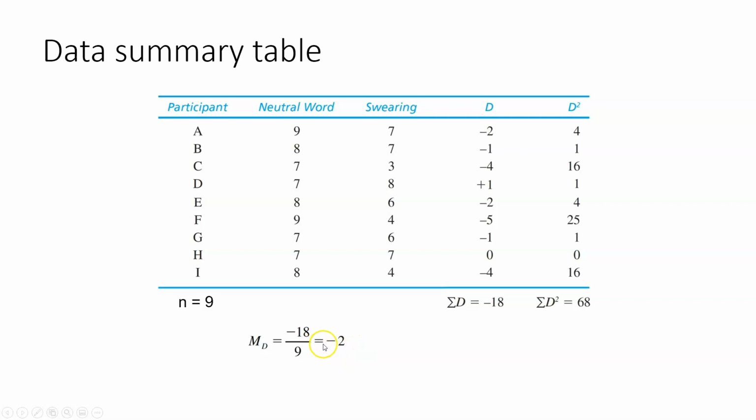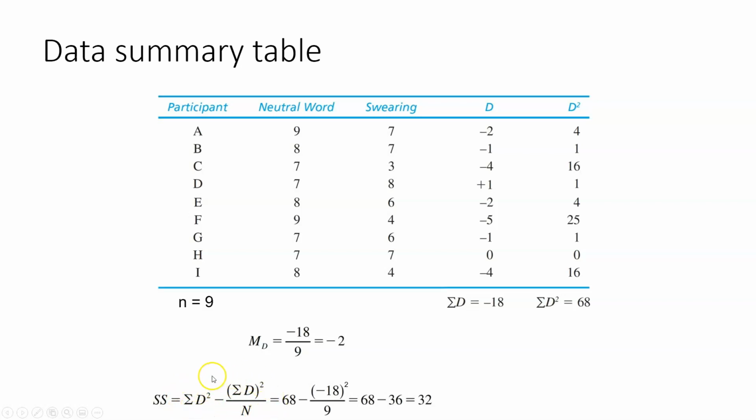How do we interpret that? That means that on average, people were about 2 points lower in pain when they swore than they were when they used a neutral word. 2 points lower on the pain scale when they used a swear word than the neutral word. We can also compute the sum of squares here, like I said, using the computational formula.